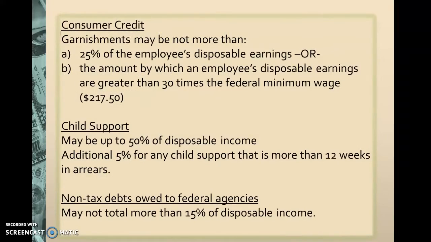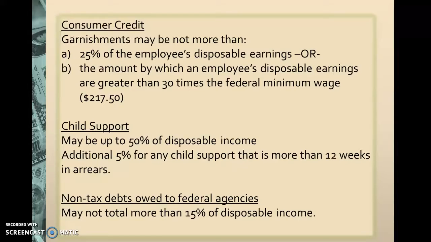All right, on consumer credit, this would be like for credit card, garnishes may not be more than 25% of the employee's disposable earnings, or the amount by which the employee's disposable earnings are greater than 30 times the federal minimum wage, which is $217.50. The reason why they do put a limit on there, they want to be sure that employees do have enough money in their checkbook to cover their daily living expenses. In child support, it may be up to 50% of disposable income, an additional 5% for any child support that is more than 12 weeks in arrears.